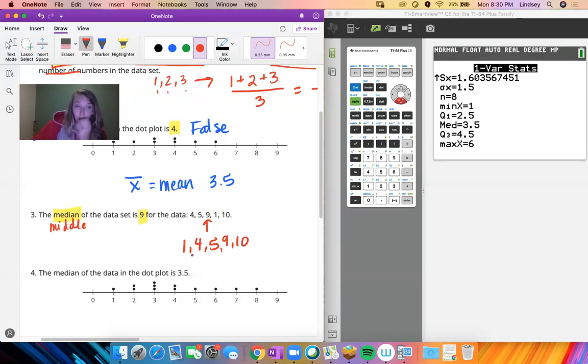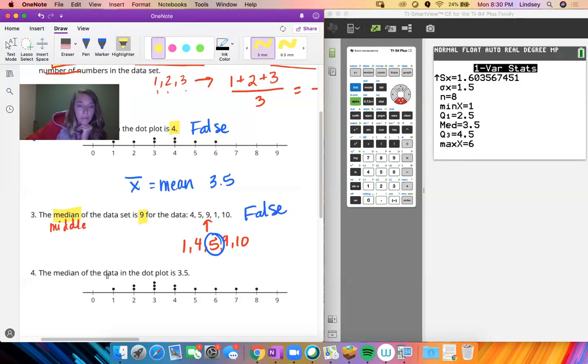But when it's a lot larger data sets, which is typically what you'll be using when you're doing statistics, like if you had 50 to 100 or more data set, it would take forever to put it in order. So you could always put it in your calculator, but there's no need to because there's only 5. So you can see when we rearrange it, what is actually our median? 5. So that one is false.